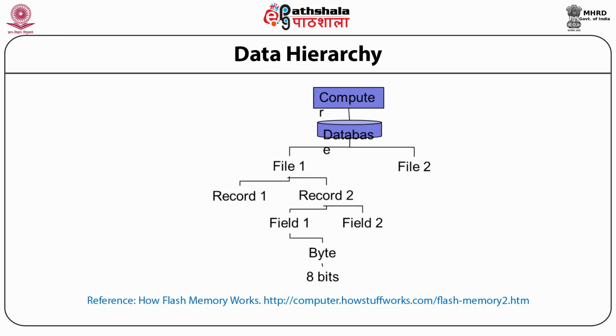Data hierarchy. This shows you the logical structure of a database. Here you can see there is a computer, and in the computer we have a database. A database can have several files altogether, and each file will have different records. In the hierarchy we have fields under records. That means each record contains several fields, and these fields store the values. It is in the form of bytes, and ultimately the representation of characters in 8 bits.